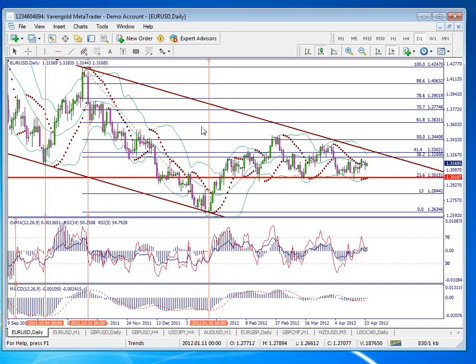Okay, if you have any question, please, because I want to go on to smaller time frames. Are there any questions regarding the big picture related to euro dollar?